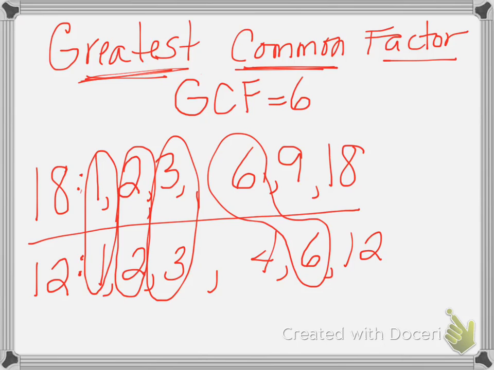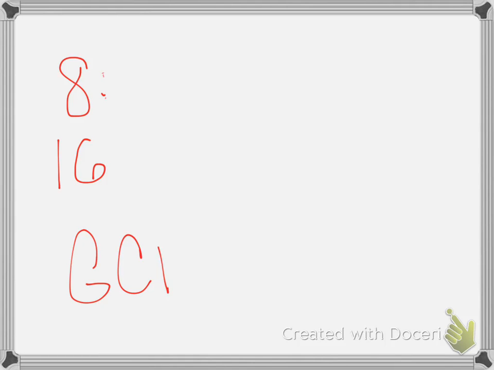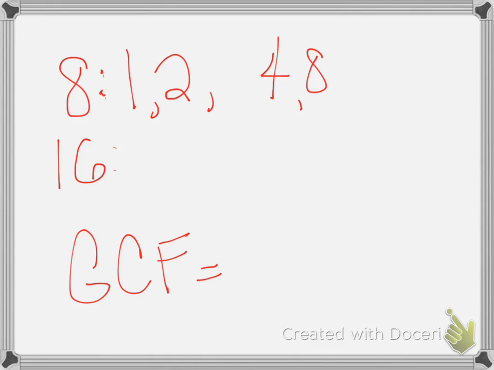Let's do one more. Let's say that I have 8 and 16. So let's find all my factors first. I'm asking you, what is the greatest common factor? Notice I use that abbreviation. So 8, the factors are 1 and 8, 2 and 4, 3 does not go in there, and then I hit 4, so I know that I'm done.